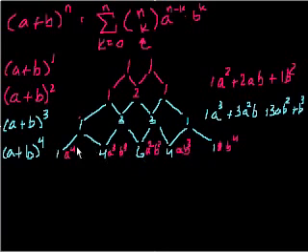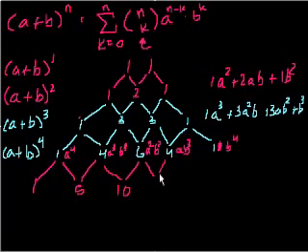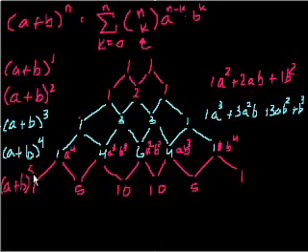Right? So that was very fast compared to what we had to do at the end of the last video, and then we could just keep going. For 5, so 1 plus 4 is 5. 4 plus 6 is 10. 6 plus 4 is 10. 4 plus 1 is 5. Bring down the 1. So these are the coefficients for the expansion of a plus b to the 5th power.